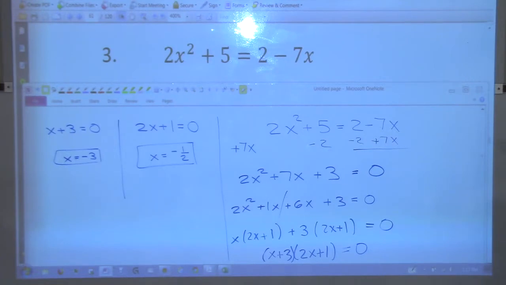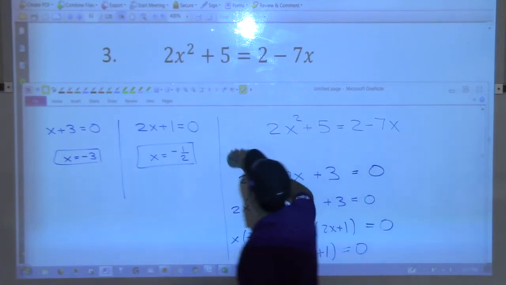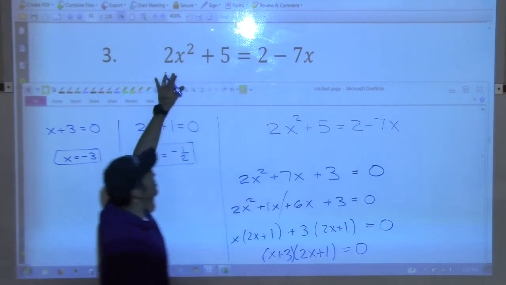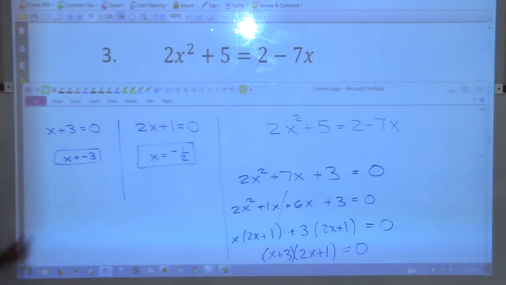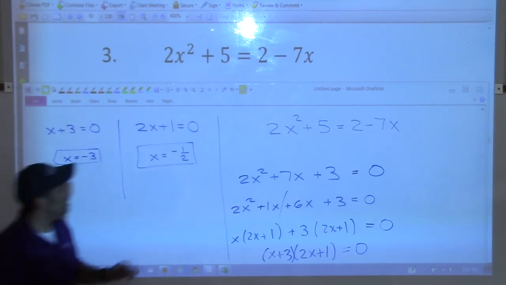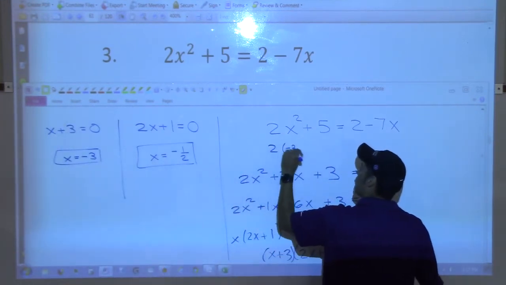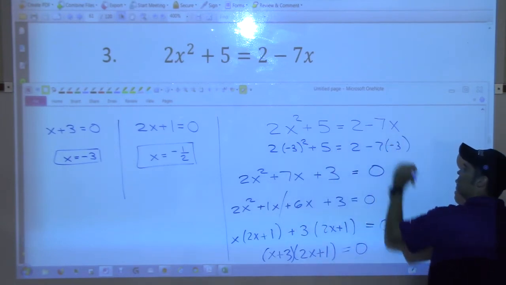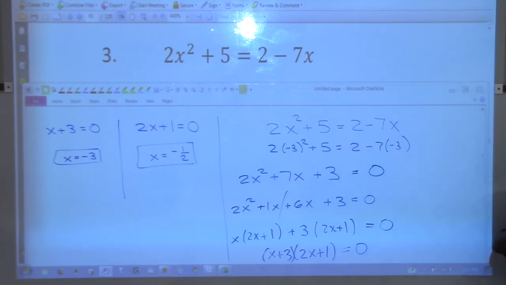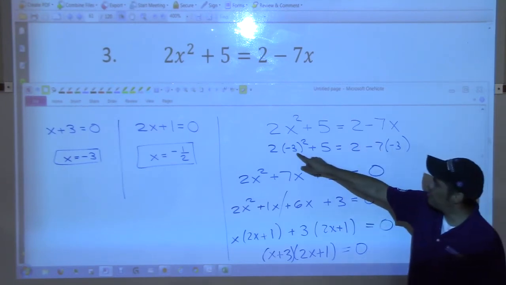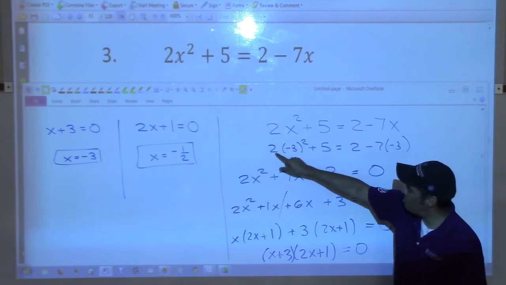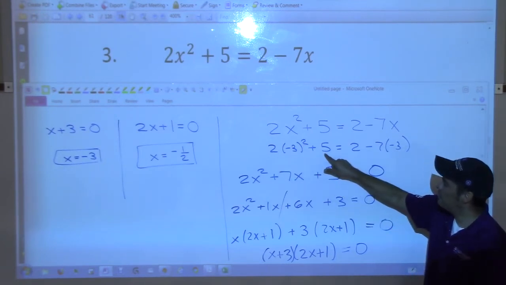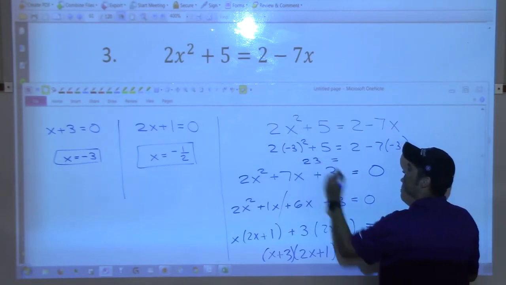So what are we saying here? We're saying this equation right here. If you wanted to know what x's to plug in to make it true, these are the 2 x's that'll work. I'm going to check one of them. I'll check this one because it's easier. If I take -3 and replace my x's, let's see what we get. 2 times -3 squared plus 5 equals 2 minus 7 times -3. When I'm done with this, I should have something equal something, and it should make sense. So -3 squared, 9 times 2, 18 plus 5, 23 on this side. Does that equal this side?